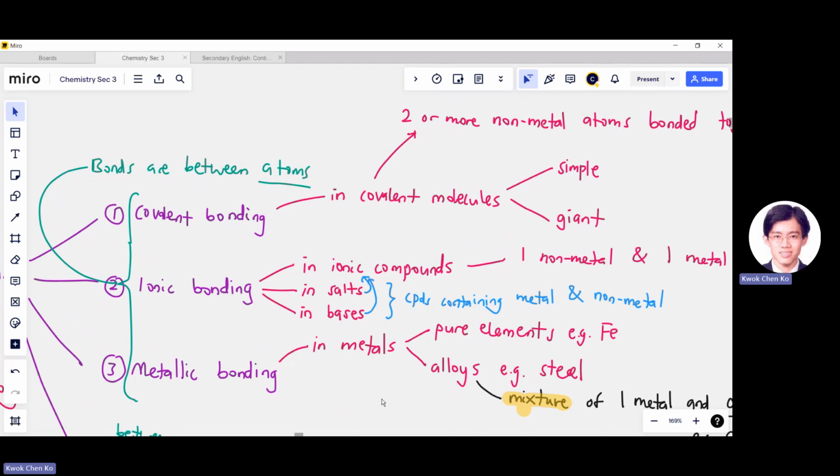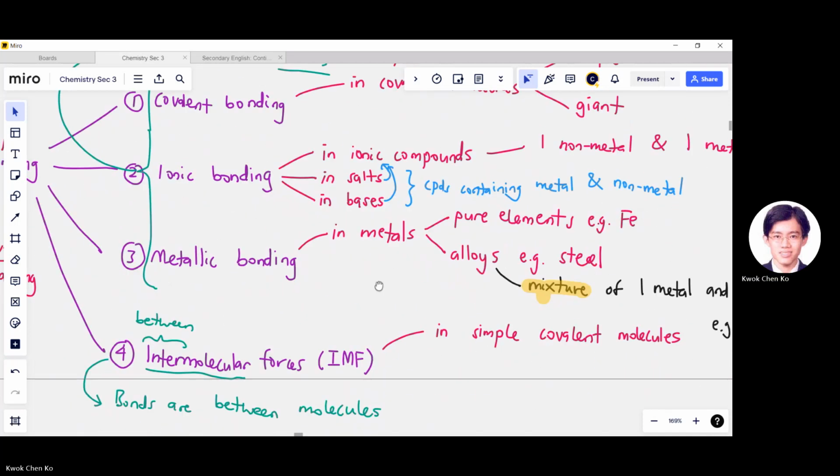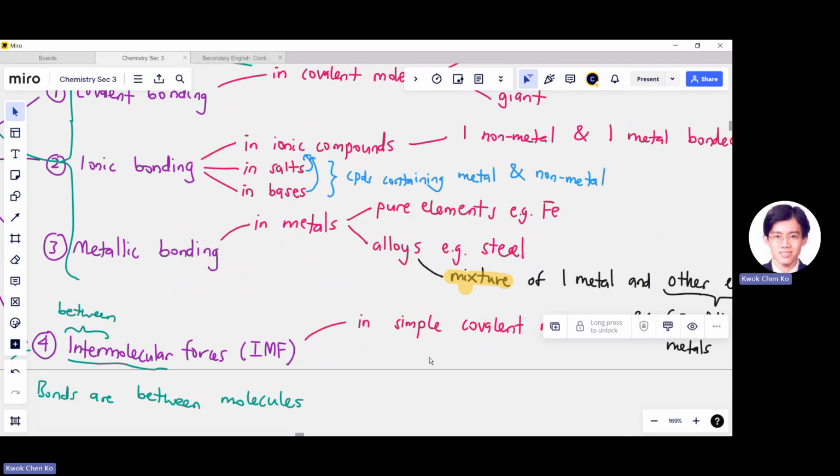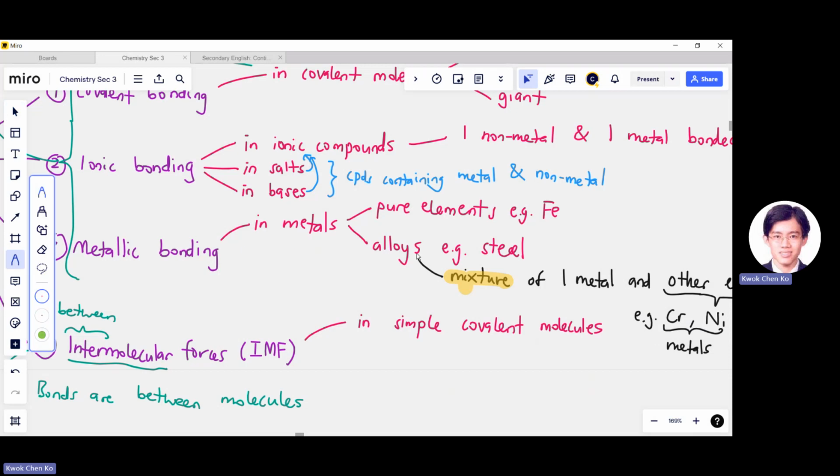Sabrina, where do I find intermolecular forces? It's in between covalent molecules. All right, maybe I add in that word in between. In simple covalent molecules, you tend to find intermolecular forces. Now, as the word implies, inter means between. Molecular, of course, refers to molecules. But in this case, we are interested in simple covalent molecules.